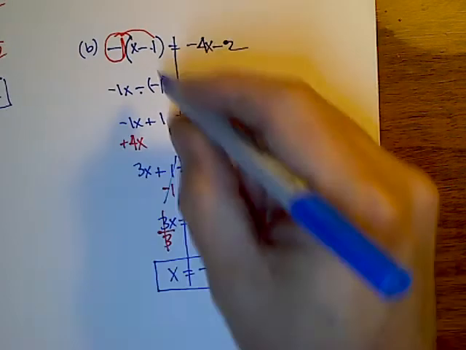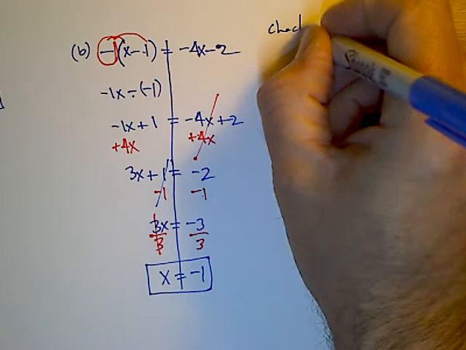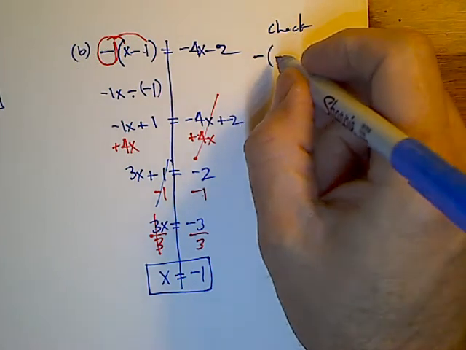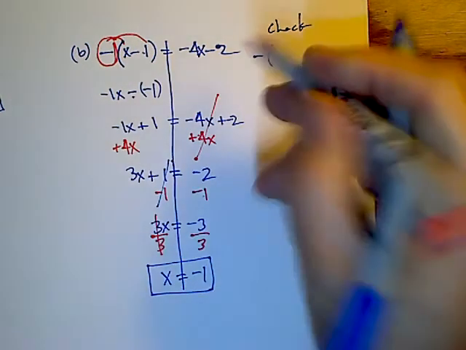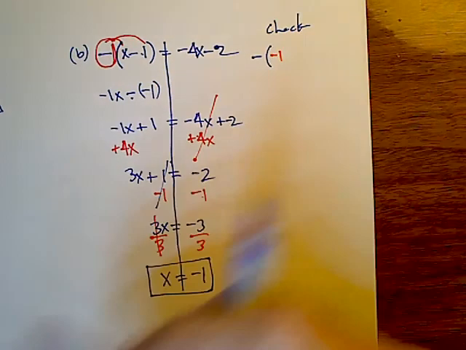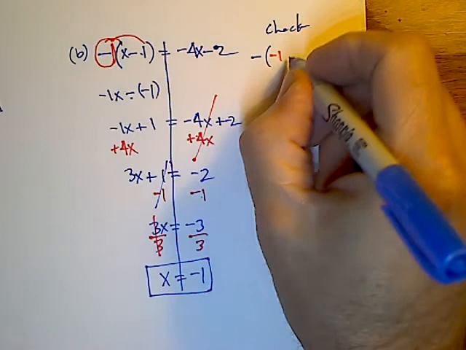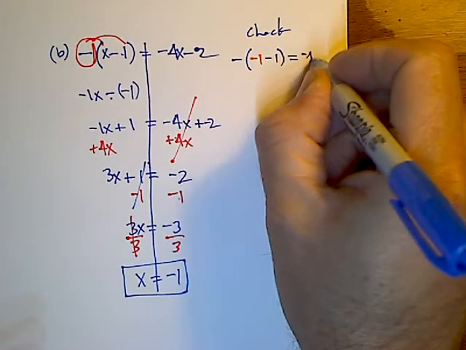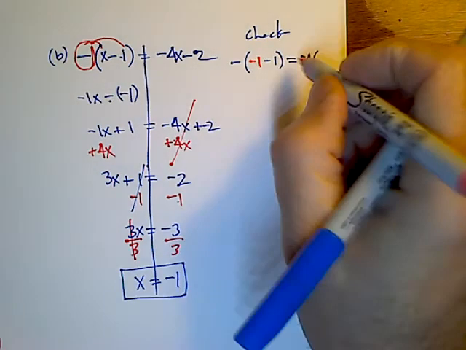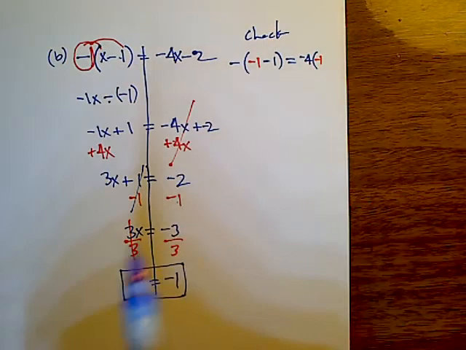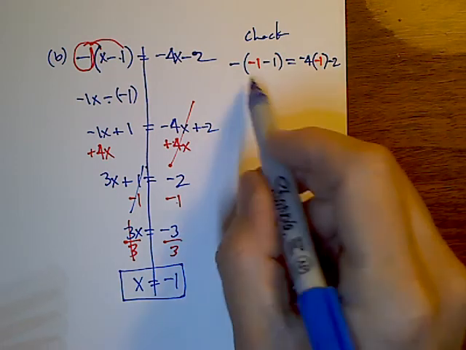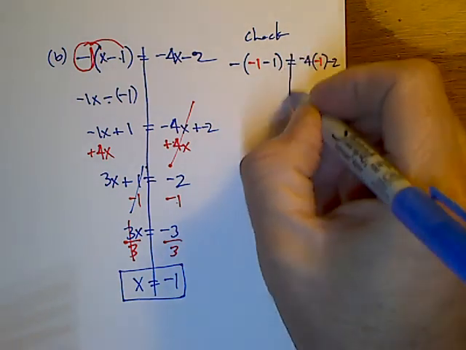But again, it's always good to check it. So what does the check look like? I'm rewriting the equation, but instead of an x, I'm going to put that little negative 1. So negative, the quantity, negative 1 minus 1 is equal to negative 4 times negative 1, minus 2. So where there's an x, I'm putting in a negative 1. I've got on both sides, I want to get the same number.